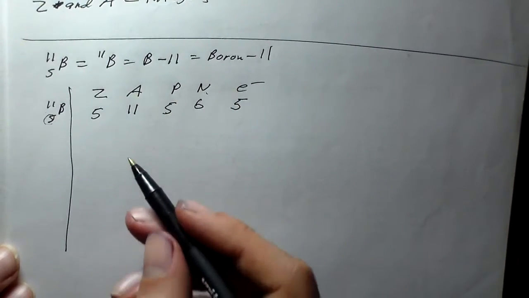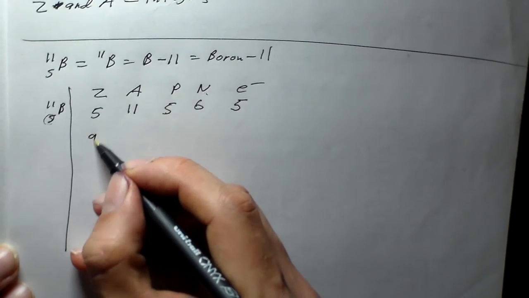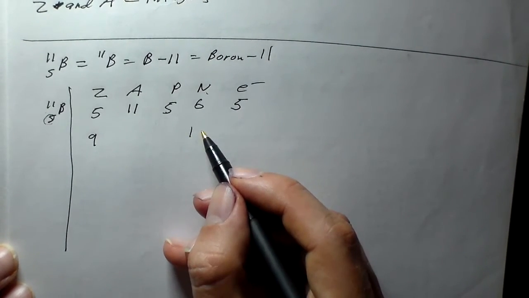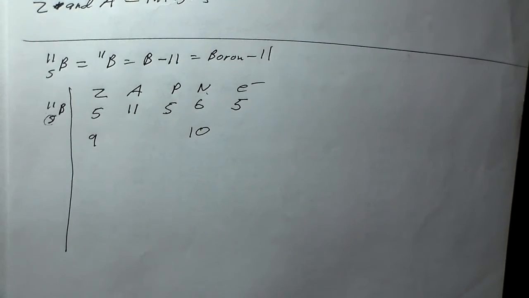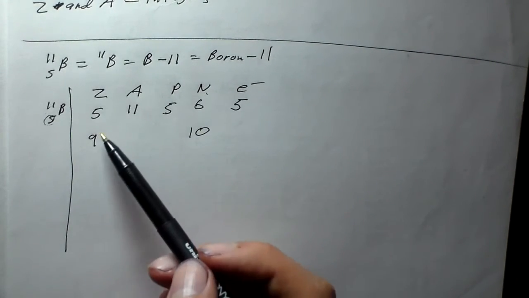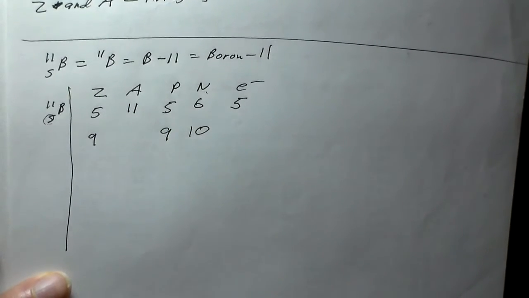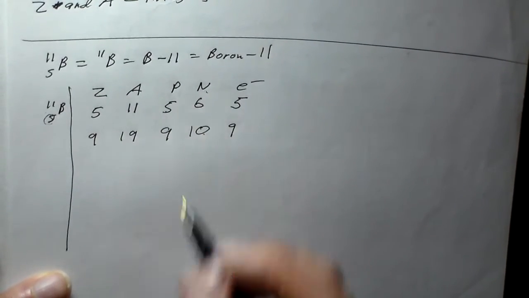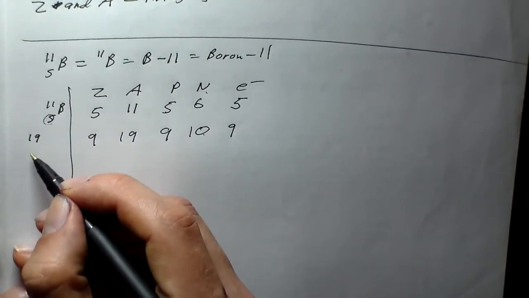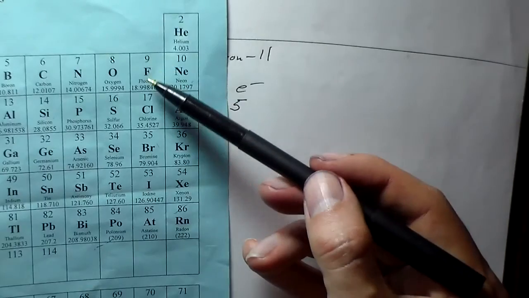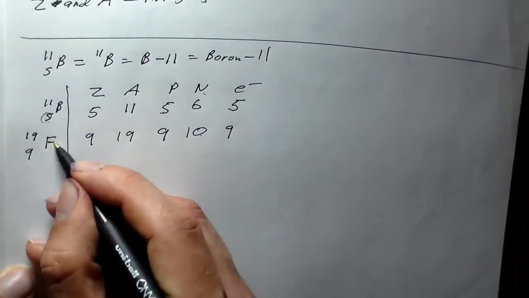All right, let's say I have a Z of 9, and my number of neutrons is 10. So what element is that going to be? Well, Z is going to be the same as my protons again, so that's going to be 9. 9 plus 10 is going to be 19. That's going to be 19, 9. Then we just have to look at which element that is, and here it is. That's going to be your fluorine.